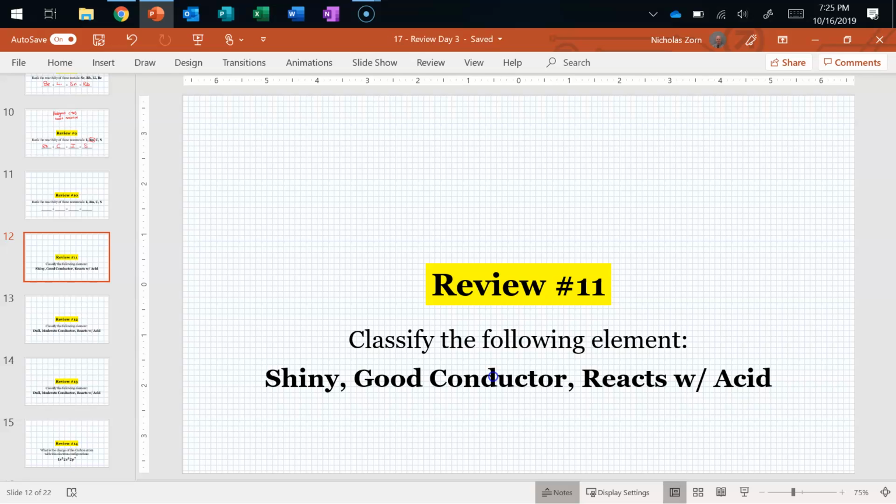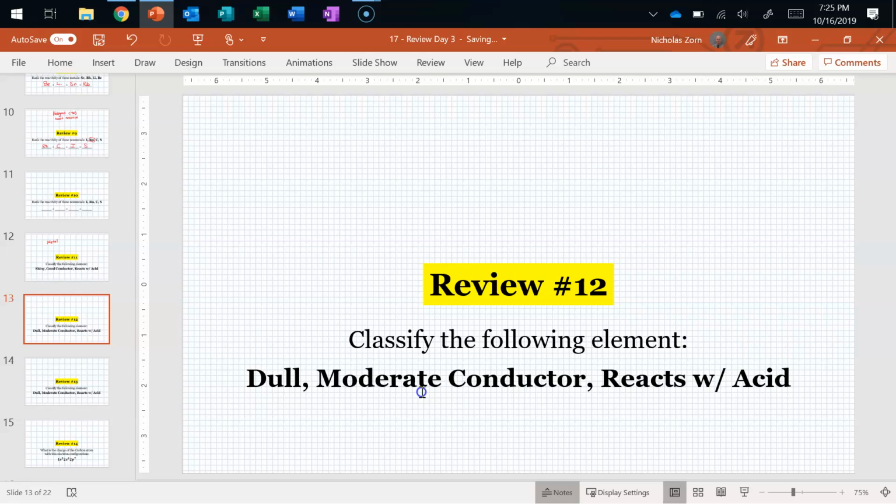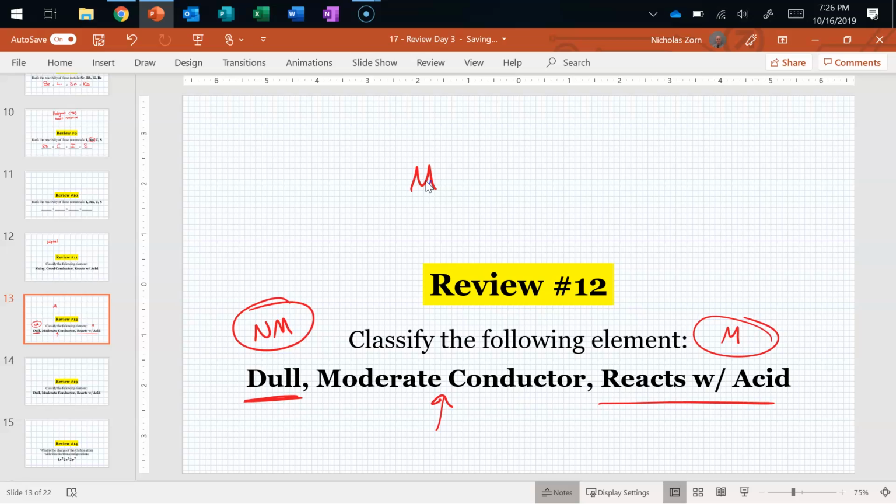Classify the following element: shiny, good conductor, reacts with acid. All 3 of those are characteristics of metals. Number 12: it's dull, a moderate conductor, and reacts with acid. Dull makes you think nonmetal. Reacts with acid makes you think metal. And then we have this moderate conductor. Most metals are strong conductors, but a moderate conductor is kind of in between. Since this one has characteristics of both nonmetals and metals, I would say this is a metalloid.